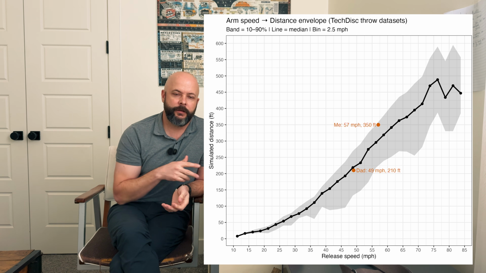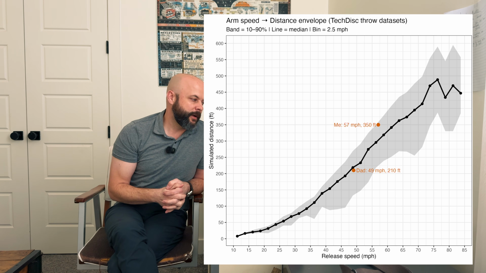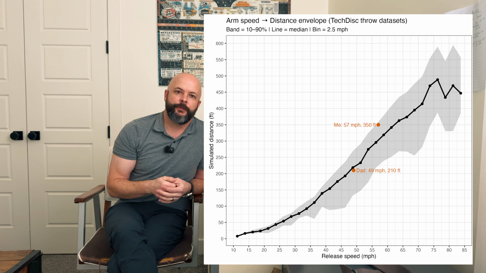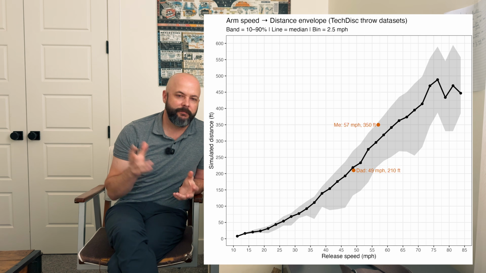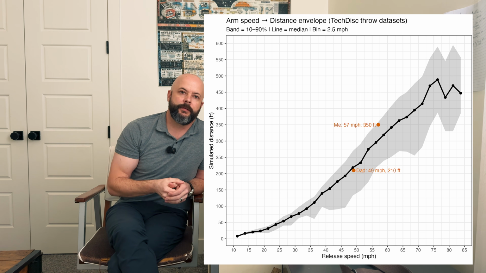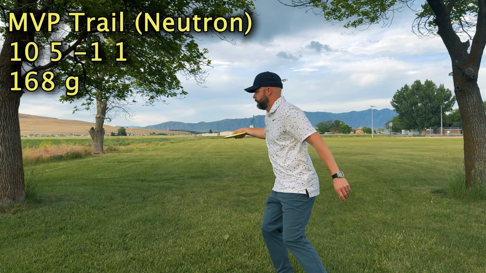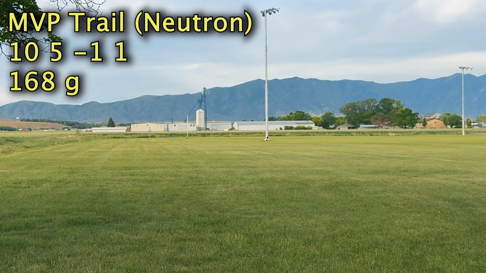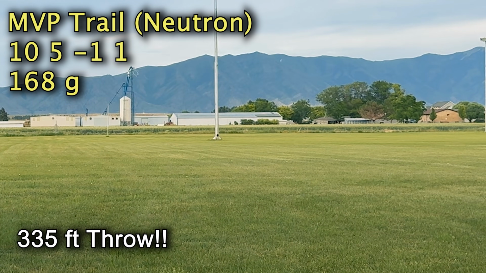And we've got a shaded gray region surrounding a black line. The shaded gray region gives you kind of the envelope of what's possible. So if you see in here, for me, my max distance right now is, I'm going to say around 350, and I rarely throw it that far. But when I get a really good throw, that's about as far as I can expect to be able to throw a disc right now.